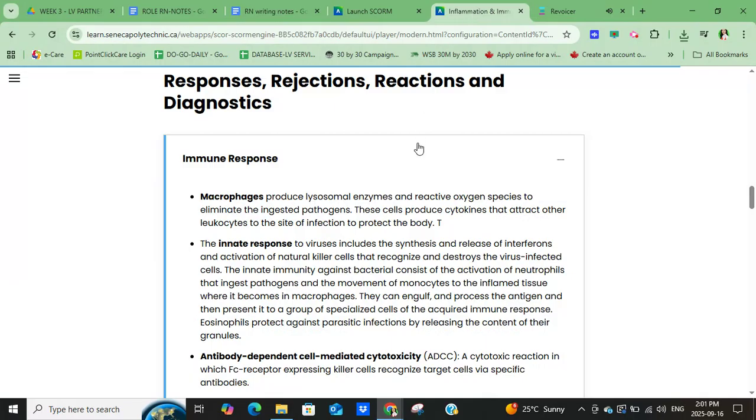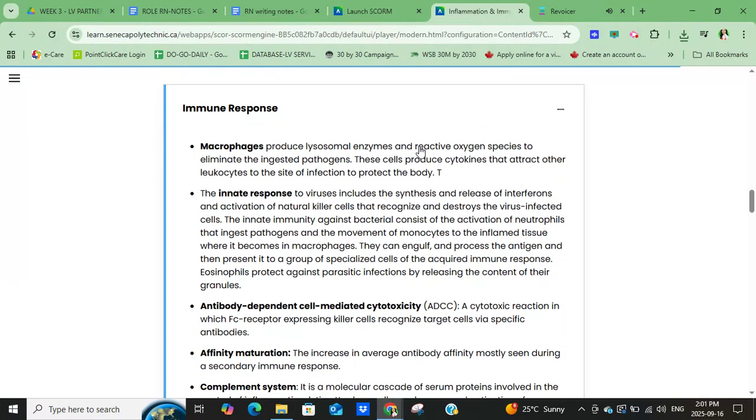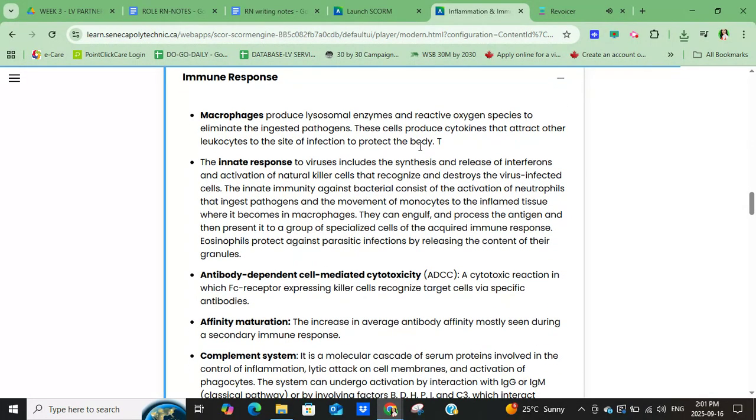Responses, rejections, reactions, and diagnostics. Immune response. Macrophages produce lysosomal enzymes and reactive oxygen species to eliminate the ingested pathogens. These cells produce cytokines that attract other leukocytes to the site of infection to protect the body. The innate response to viruses includes the synthesis and release of interferons and activation of natural killer cells that recognize and destroy the virus-infected cells.